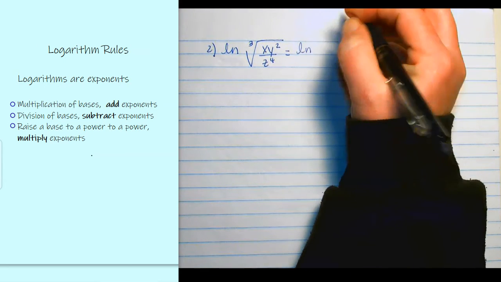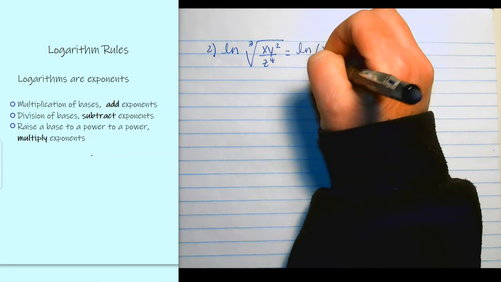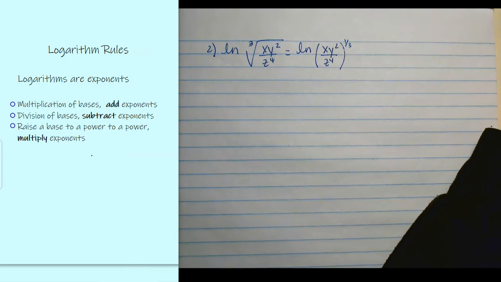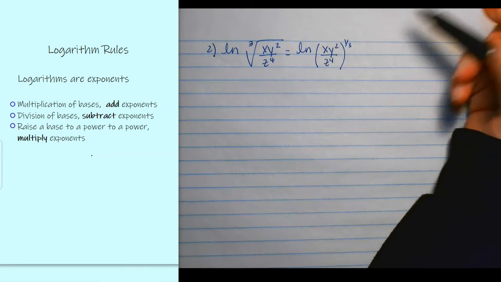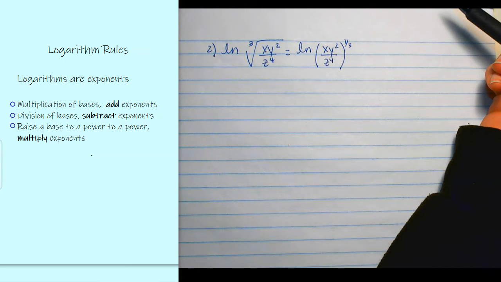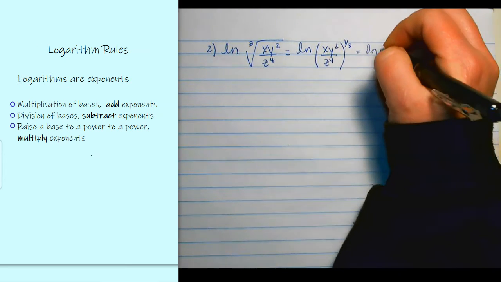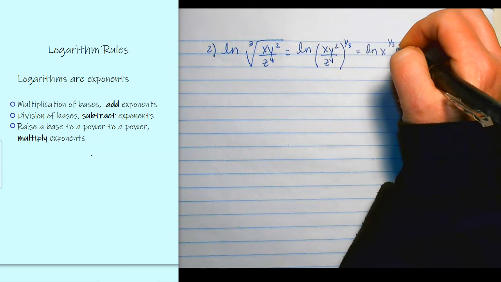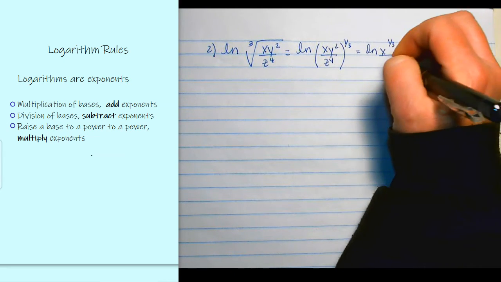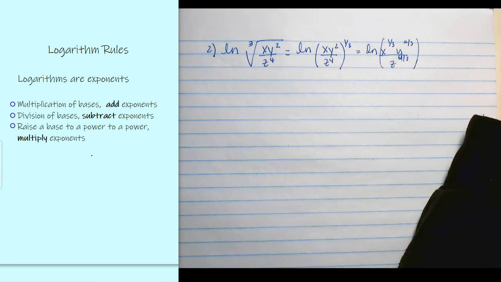First, I want to rewrite this just so everybody can see that this is the same thing as xy squared over z to the fourth, all raised to the 1/3 power. And written like this, we know in exponent rules, this 1/3 gets applied to everything because there's no addition or subtraction here. So this is actually the same thing as the natural log of x to the 1/3 times y to the 2/3 over z to the 4/3. So my argument now has separate exponents.